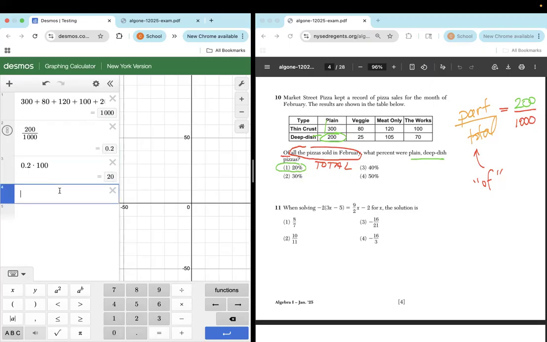Also, just a cool little Desmos trick. You can do this too to check. And that gives us that 200 of those pizzas, 20% of the 1,000, were plain deep dish.